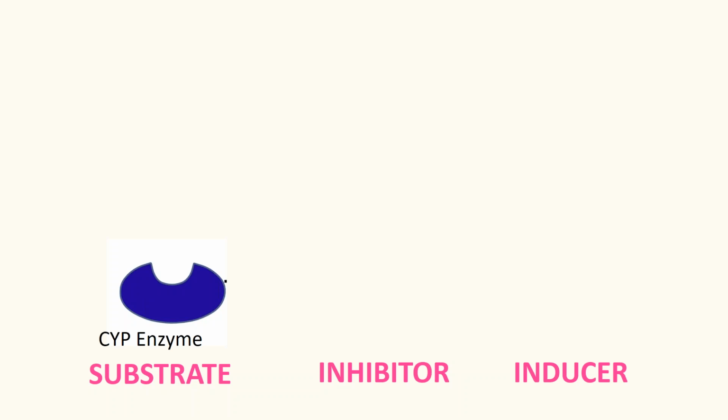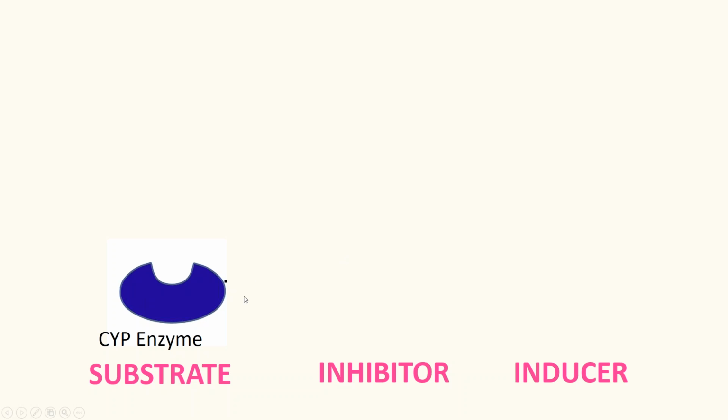To understand cytochrome drug interactions, it is very important to understand that there are three actions of the drugs that happen on the cytochrome enzymes. When drugs bind to those enzymes, they produce three types of effects. One is substrate, then inhibitors, and then inducers. Let's look at what exactly a substrate is. A substrate is a drug that binds to the active sites of the enzyme.